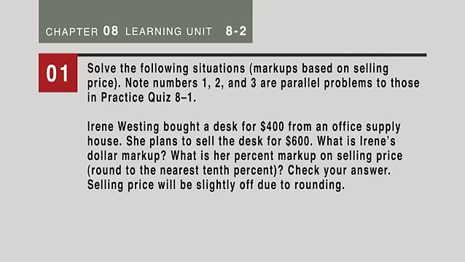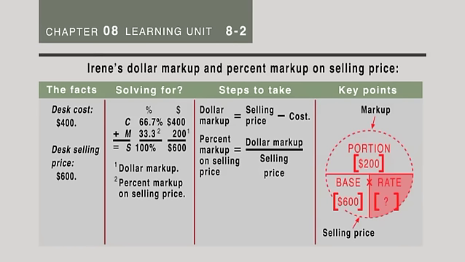Number one, Irene Westing bought her desk for $400. She plans to sell it for $600. We're going to look at the dollar markup and the percent markup on selling price, and then we'll check the answer. So let's see what that comes up to be.